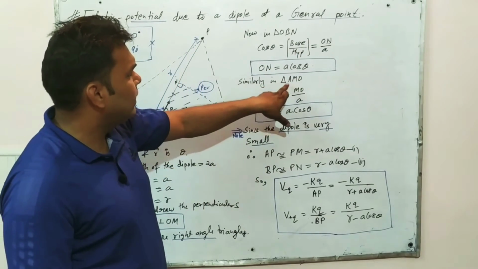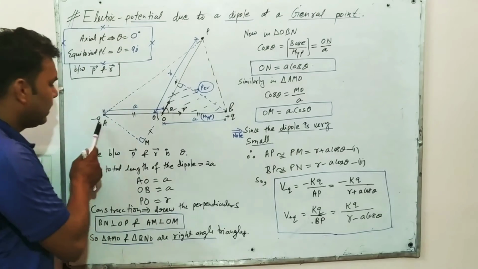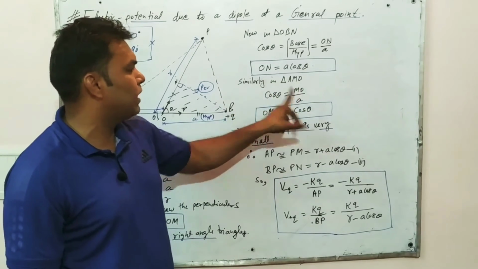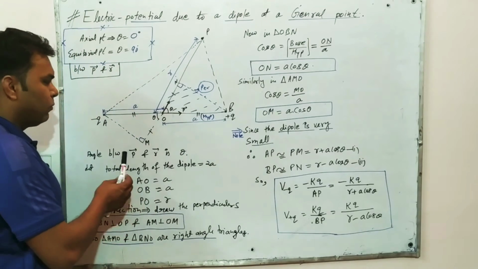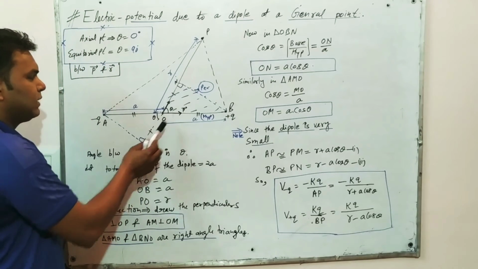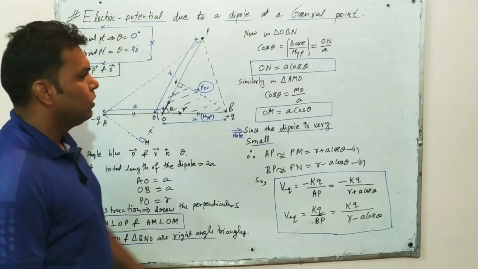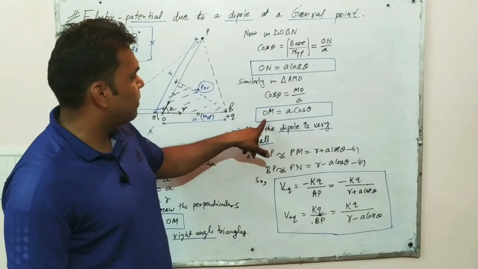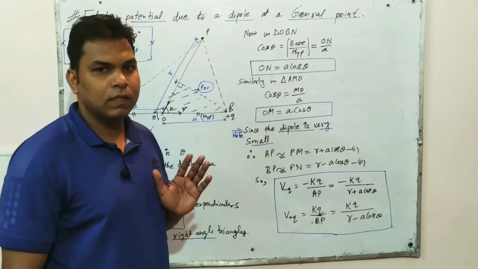Now similarly, in triangle AMO, we apply again cos theta, which is MO upon AO. MO is our base and AO is our hypotenuse. So this comes out to be MO upon a. Now the value of MO comes out to be a cos theta.